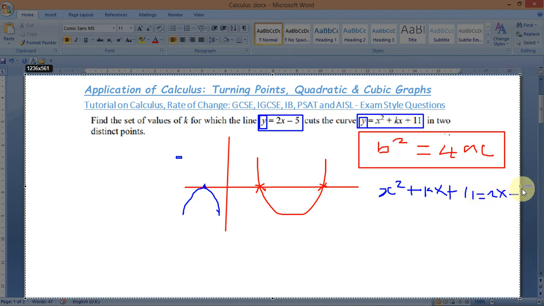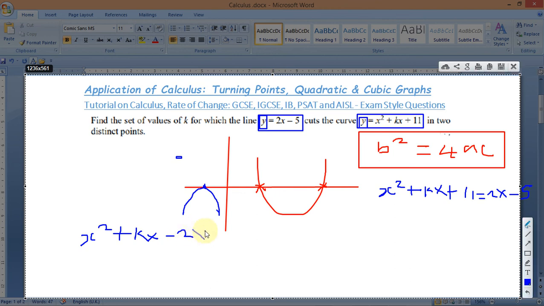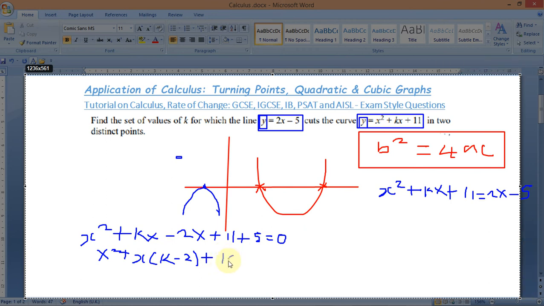Now I'll just collect like terms, bring all the x there. So I have x squared plus kx. Now this is plus 2x here. When you bring it back, it becomes minus 2x. Then plus 11, and this is minus 5 there. When you bring minus 5 there, this becomes plus 5, so equals 0. So here now I have x squared. Guys, I want to factor out x, which is common here, so let me bring x out. Then I have k minus 2. Then 11 plus 5 is 16. So that's what I have there, equals 0.